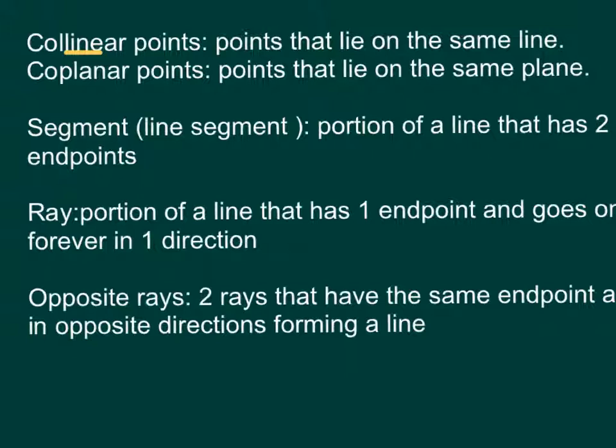Now we also have that same idea for the next word. This one is coplanar points. So the root here is plane. It doesn't have the E because it has that ending right there. But again, it's co, so we got on the same plane. So points that lie on the same plane. So we got collinear and coplanar. Those are very important terms. We're going to be going over those the next few days. It is important to understand them.